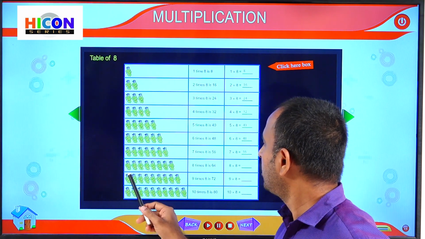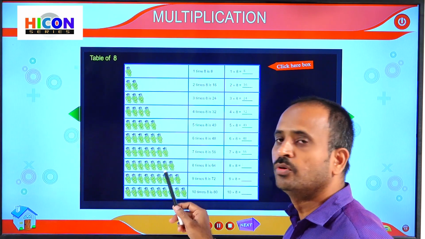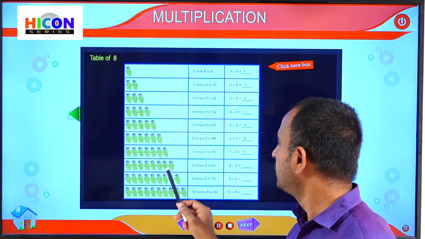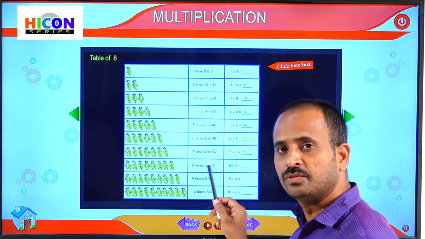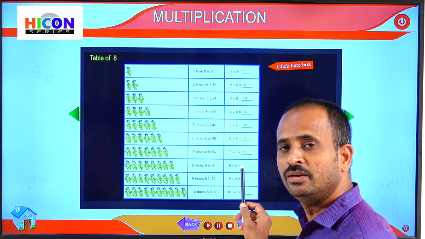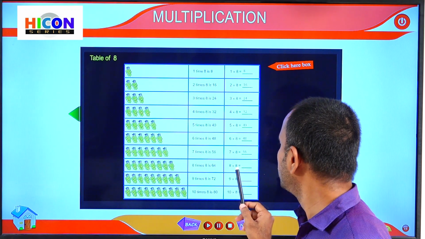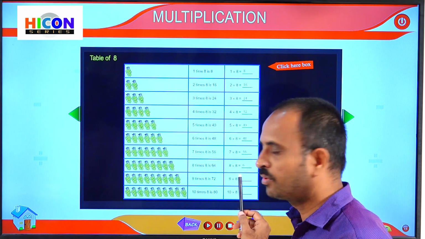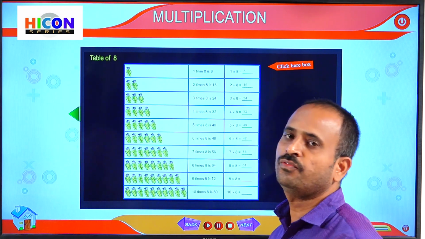And next, there are 8 groups, and each group has 8 fruits. So it can be written as 8 times 8. It becomes 8 into 8, that is 8 eights are 64. So total there are 64 fruits.